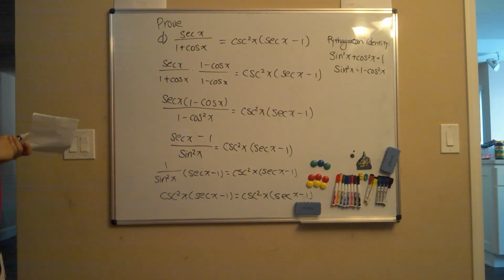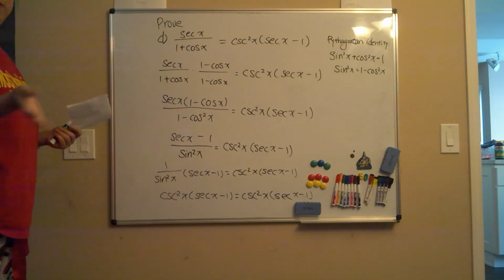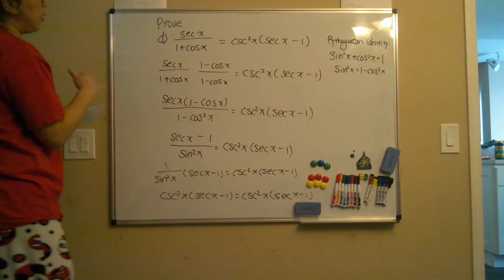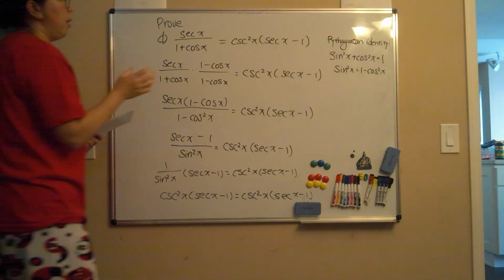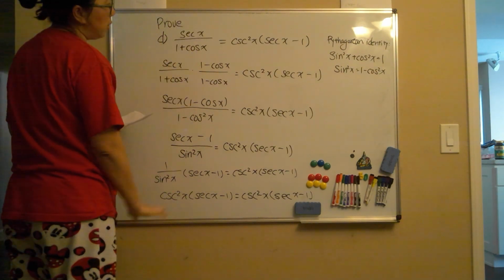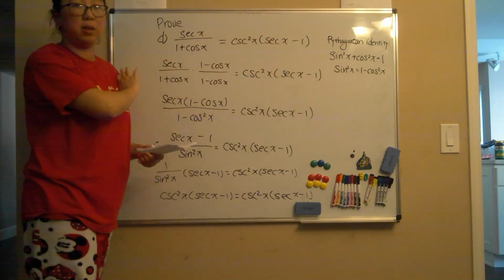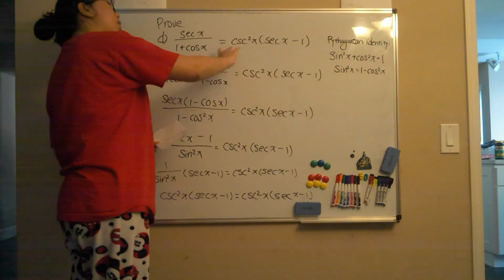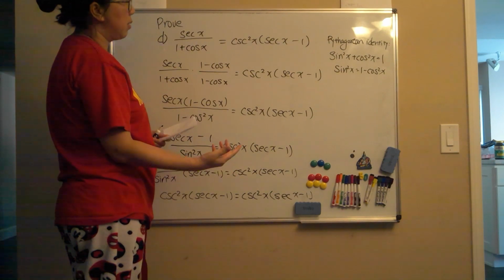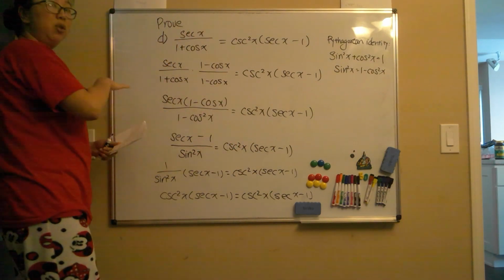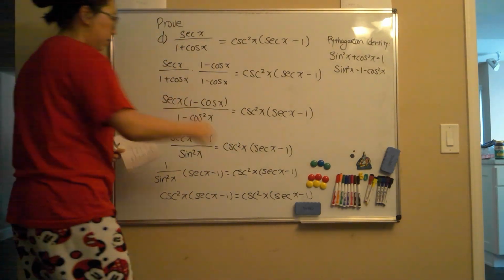Alright. Okay, now for those of you who want additional practice, I would say for this question, maybe on a separate sheet of paper, instead of my work, see if you can take from this side and go into this side. So try something else. Take it from cosecant squared x times secant x minus 1, and see if you can get that into secant x over 1 plus cosine x.